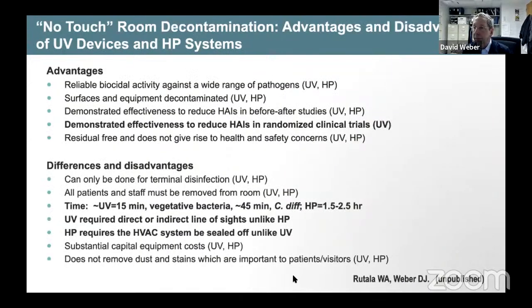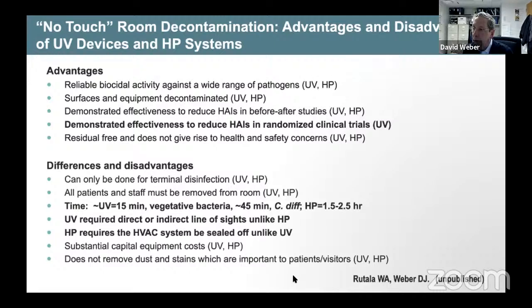What about no-touch methods? These can only be used for terminal room disinfection. The current UV devices and hydrogen peroxide systems are inimical to humans, so there can't be anyone in the room. They have reliable biocide activity. They're good at disinfecting surfaces and equipment. Effectiveness has been demonstrated in before-and-after studies for both, and effectiveness to reduce healthcare-associated infections in randomized trials for UV light.